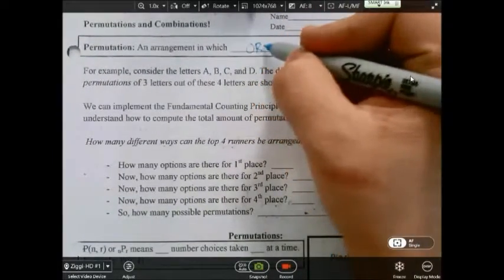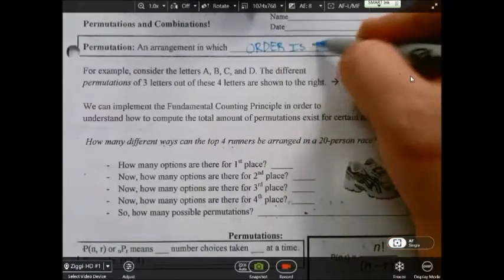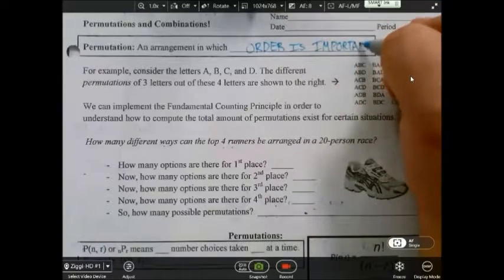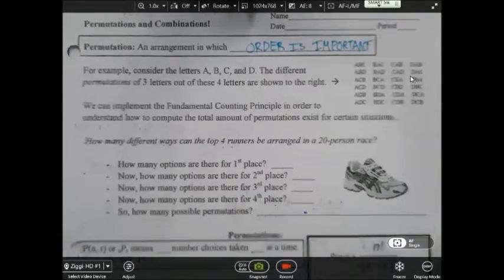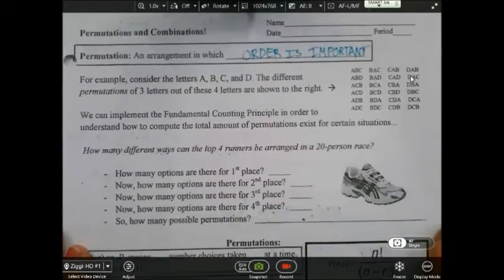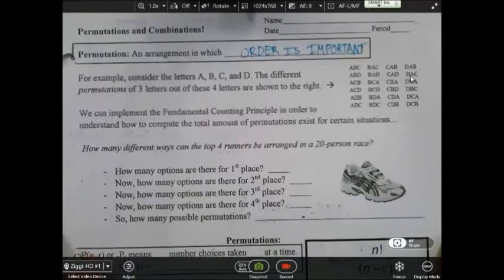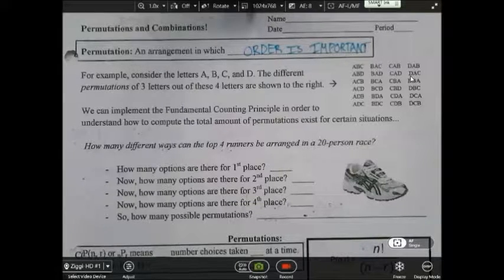Order is important. Order matters. Okay? So we're taking a certain number of things and we're arranging them in a way that the order matters. That's a permutation. This will help us calculate certain sample spaces when we're trying to figure out a given probability question. So let's look at an example.